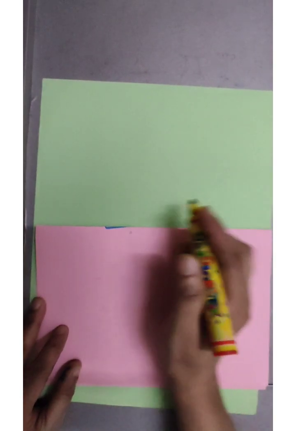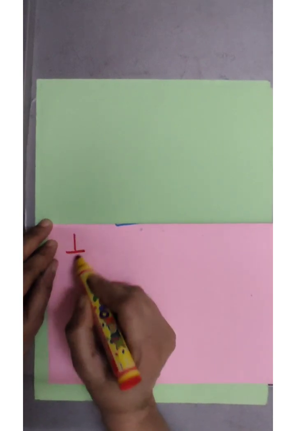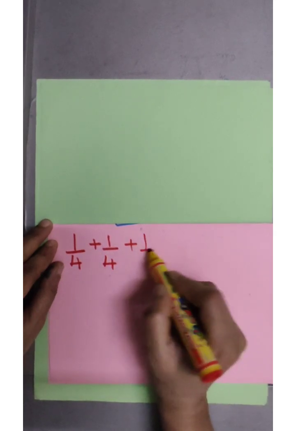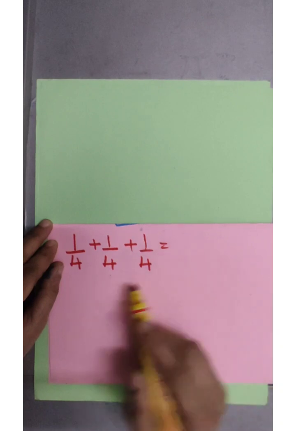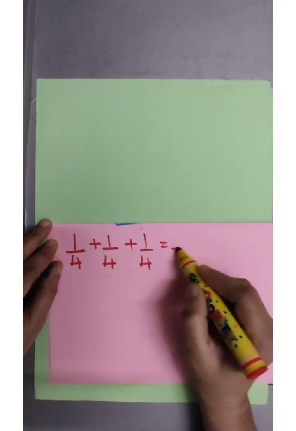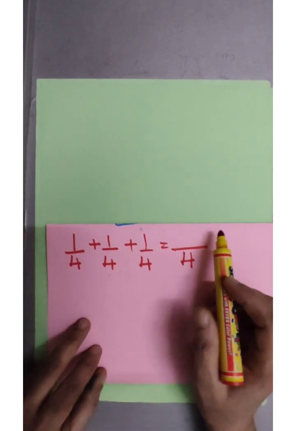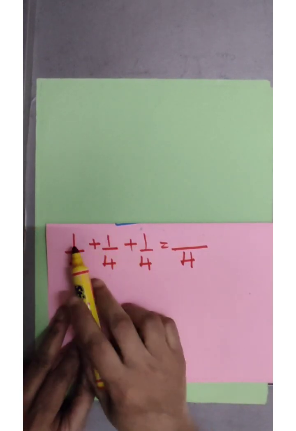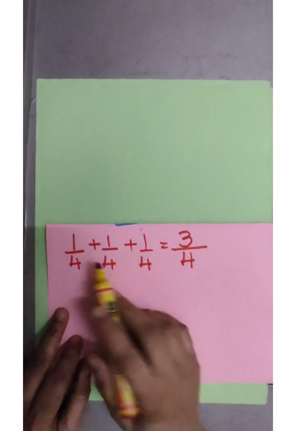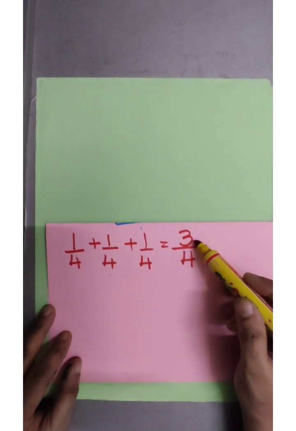Children, now we are going to learn addition of fractions. Now suppose I am having the fraction 1 by 4 plus 1 by 4 plus 1 by 4. Here you can see the denominators are common. So in our answer also the denominator should be 4. But we are going to add the numerators. So that is 1 plus 1 plus 1, that is 3. So 1 by 4 plus 1 by 4 plus 1 by 4, your answer is 3 upon 4.